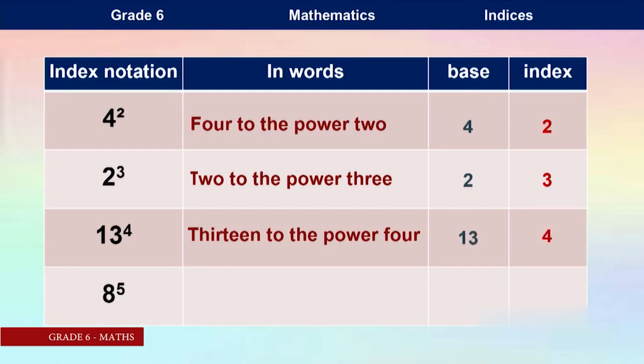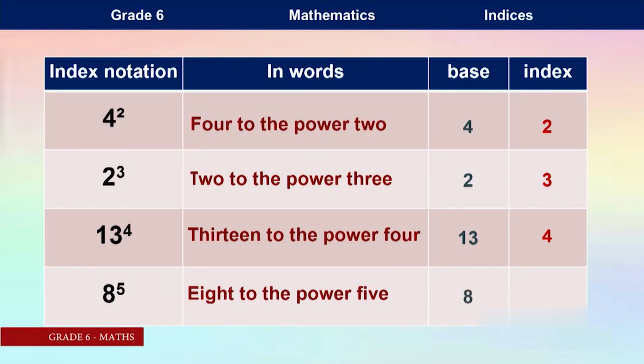Then you can see 8 and 5 here. 8 is the largest number and 5 is the smallest number. Then tell me the way we read this. Here, 8 to the power 5. Then what is the base here? The base is 8.